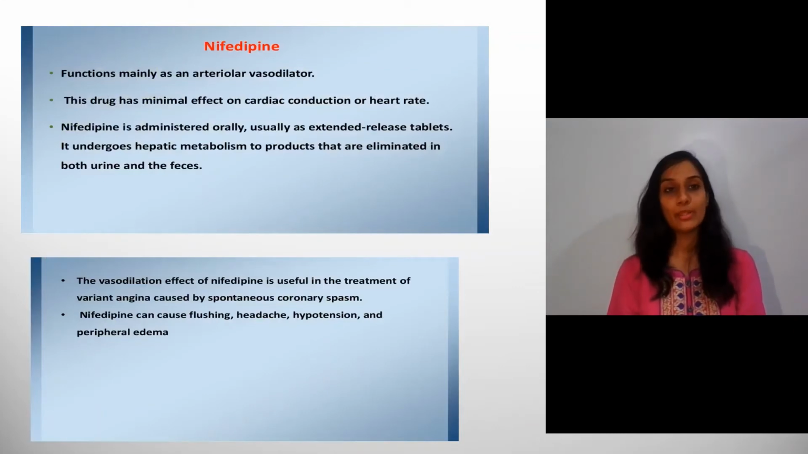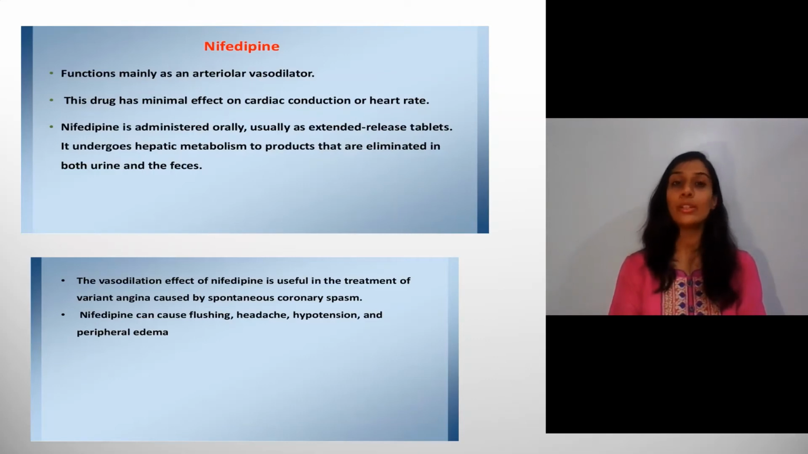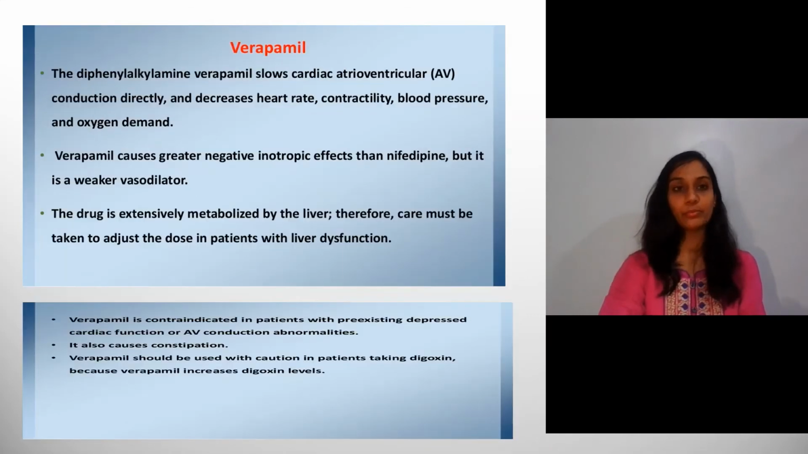Now, the role of nifedipine. Nifedipine mainly acts as an arterial vasodilator, right? This drug has minimal effect on cardiac conduction or heart rate. Now, nifedipine is administered orally. It is usually used as extended release tablets, right? It undergoes hepatic metabolism to products that are eliminated in both urine and feces. Nifedipine is useful in the treatment of variant angina, right? And adverse effects of nifedipine are that it causes flushing, headache, hypotension, and peripheral edema.